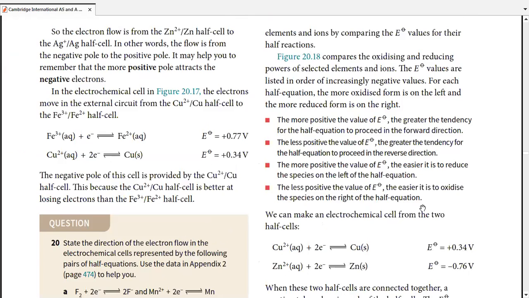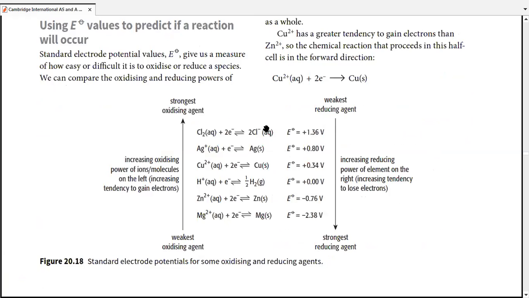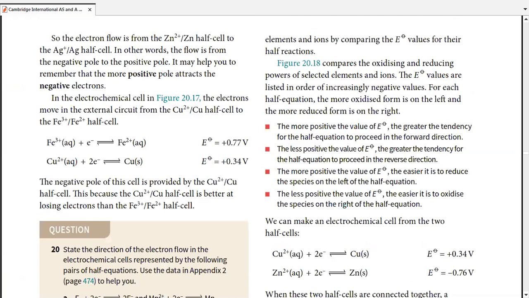The more positive the value of E naught, the greater the tendency of the half equation to proceed in the forward direction, which means if it's positive, it will tend to reduce itself. So of course, it is going to move forward as much as it can for a higher positive value. And of course, vice versa. Coming back to the second point, the less positive the value of E standard, the greater the tendency for the half equation to proceed in the reverse direction. I just explained that vice versa is also true.